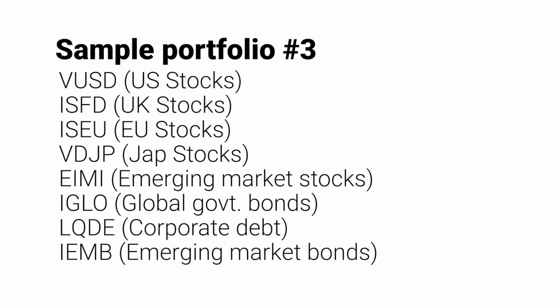The third portfolio sample of globally diversified ETFs includes VUSD for US stocks, ISFD for UK stocks, ISEU for European Union stocks, VDJP for Japanese stocks, and EIMI to cover emerging markets as a whole. That's the equity portion. Looking at the bonds, you can have IGLO, which are government bonds, LQDE, which includes investment grade corporate bonds, and IEMB, which includes emerging market bonds.